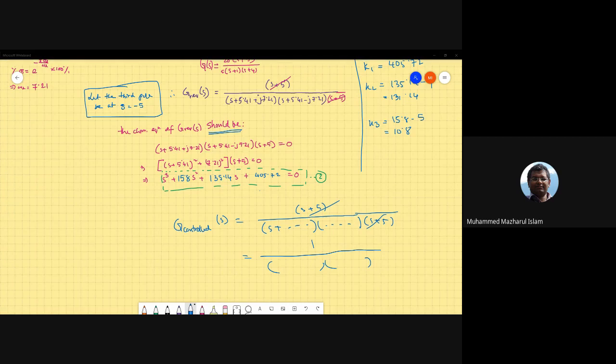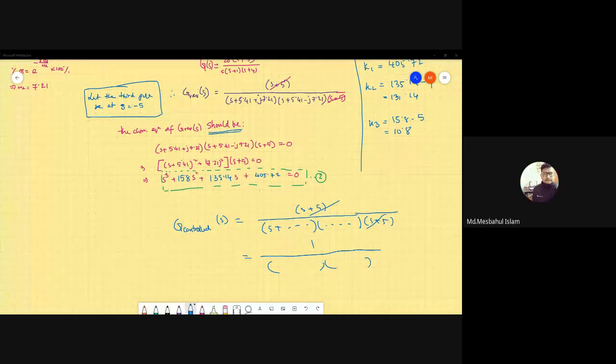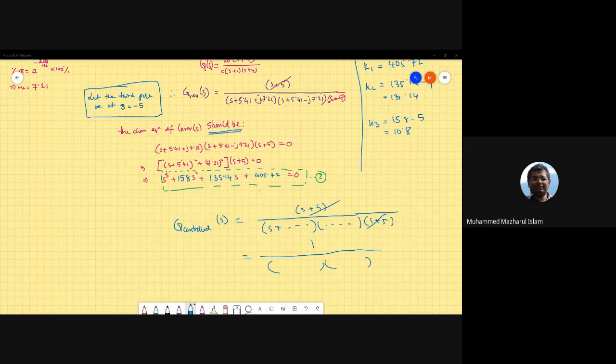Did someone raise their hands? Sir, I did the calculation again, and at the end I get 406.2. As I said, different people can have slightly different solutions depending on the approximations, depending on how much rounding you have done. It doesn't matter.